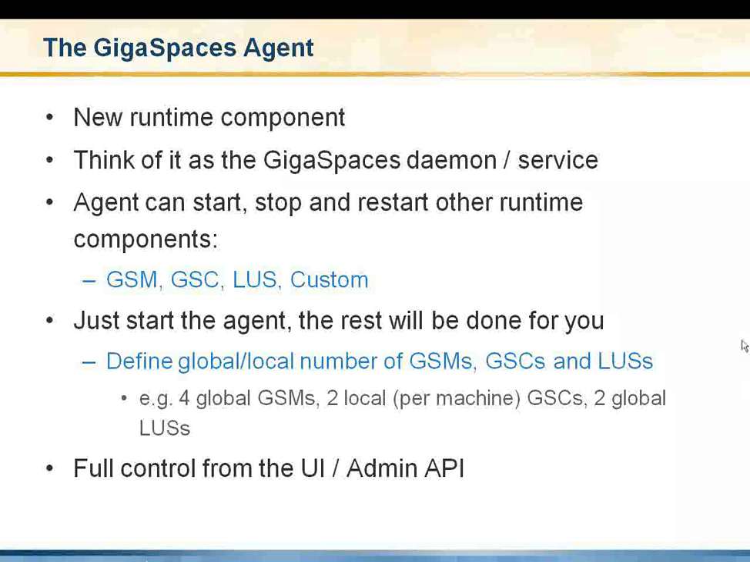Usually in a GigaSpaces installation, you want to run at least two GSMs and two lookup services on the system. The GSA can talk to other GSAs over the network and make sure that at least two instances of GSM and lookup services are running. If one of them fails, one of the GSAs will identify that and will run another GSM instance or a lookup service instance. By default, we're running 2 global GSMs, 2 global lookup services, and 2 local GSCs.